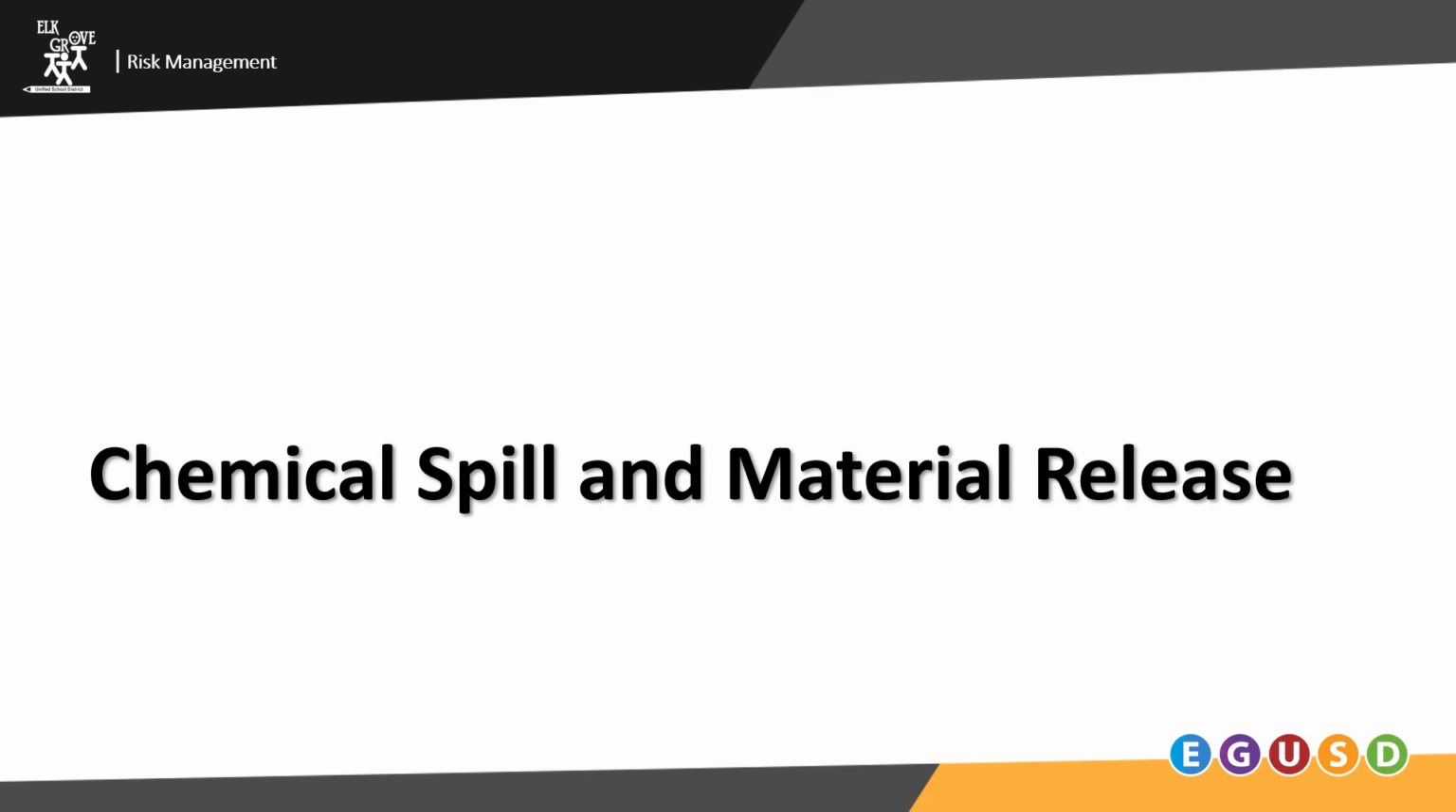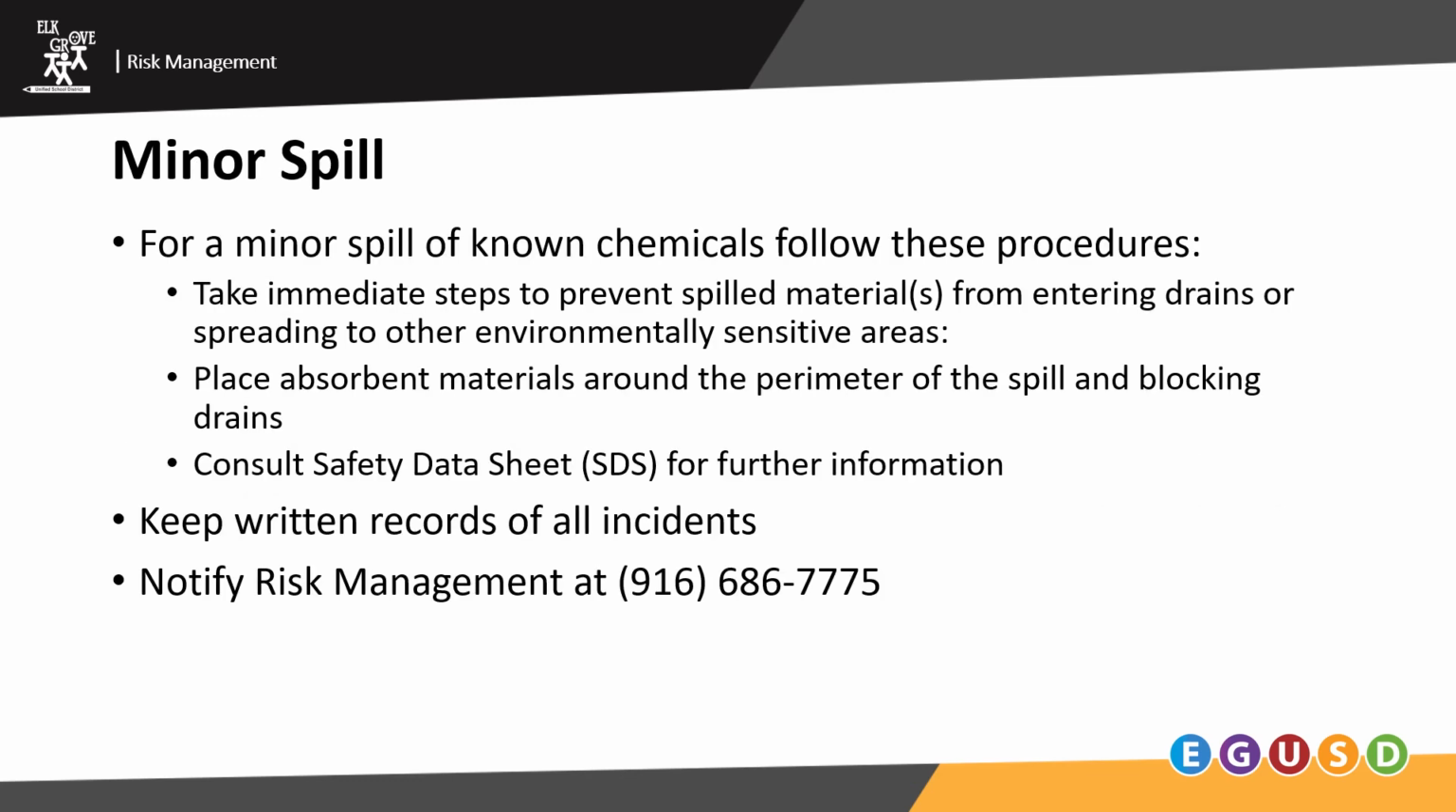Chemical spill and material release. Minor spill. For a minor spill of known chemicals, follow these procedures. Take immediate steps to prevent spilled materials from entering drains and spreading to other environmentally sensitive areas. Place absorbent materials around the perimeter of the spill, blocking the drain. Consult the Safety Data Sheet, SDS, for further information. Keep written records of all incidents.